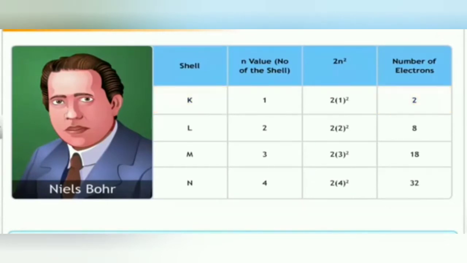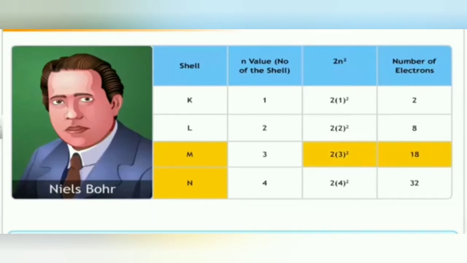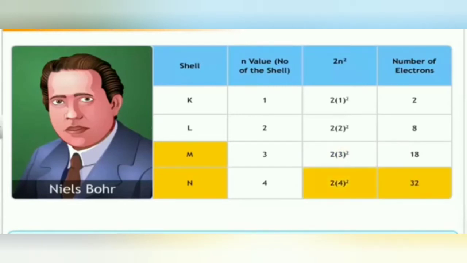The maximum number of electrons that can be accommodated in shell L is 2 multiplied by square of 2 equal to 8. Similarly, for M and N shells, maximum number of electrons that can be accommodated are 2 into square of 3 equal to 18 and 2 multiplied by square of 4 equal to 32 respectively.